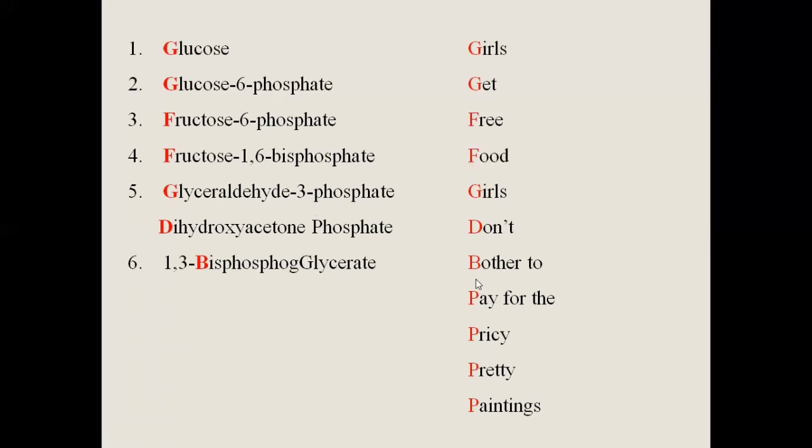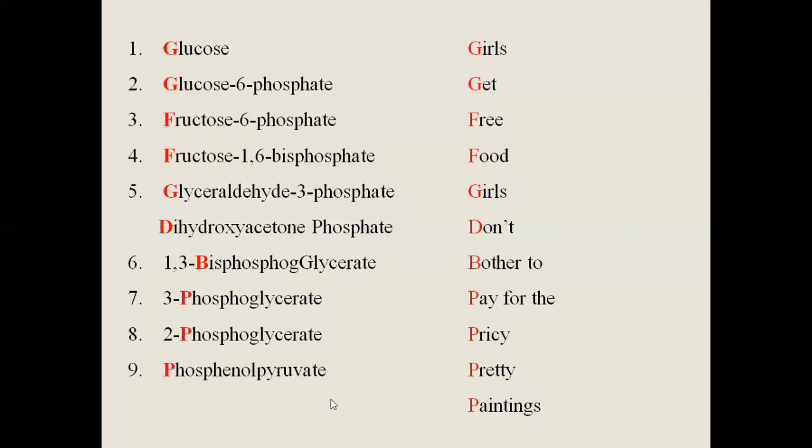So B is for 1,3-bisphosphoglycerate, and the P in pay is for 3-phosphoglycerate. Then the P in pricey is for 2-phosphoglycerate, and the P in pretty is phosphoenolpyruvate, and finally paintings is pyruvate. So you can easily remember these substrates of glycolysis by simply recalling this mnemonic.